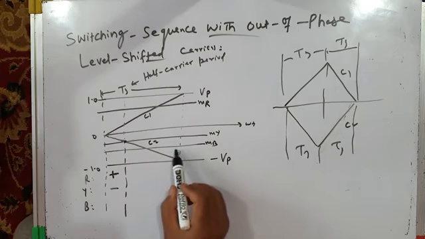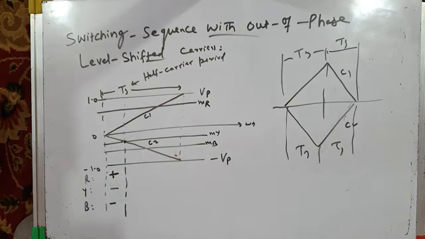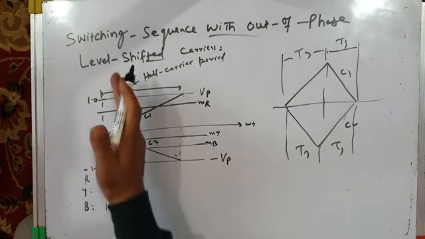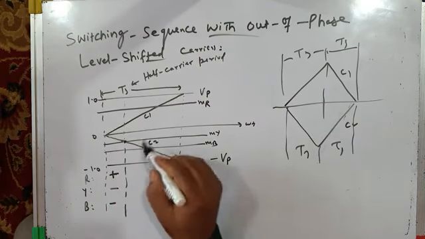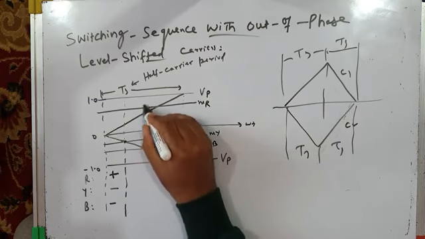What about MB? MB is also less than both the carriers. It will also have minus status. So this is the first switching. The next switching will take place here, because the second intersection of the carrier and modulating wave is happening here.